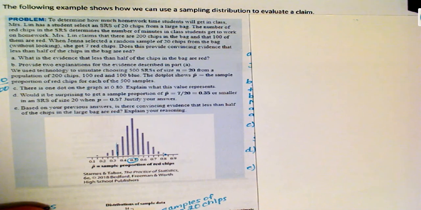So Mrs. Lynn claims that there are 200 chips in the big bag, 100 of them red. When Jenna selected a random sample of 20 chips from the bag, without looking, she got 7 red chips. Does this provide convincing evidence that less than half of the chips in the bag are red?